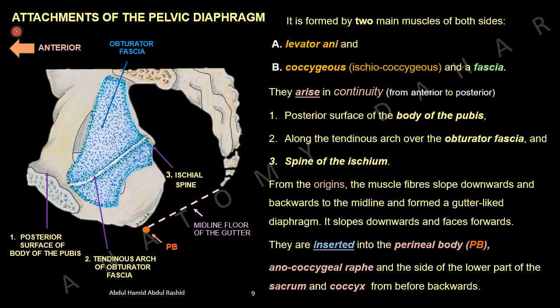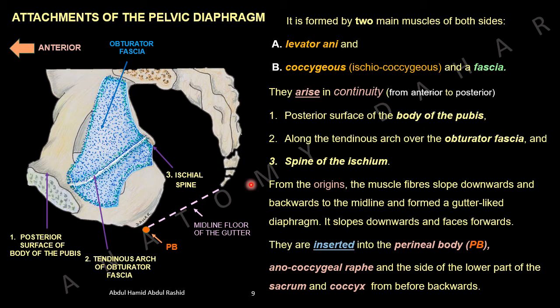The pelvic diaphragm is formed by two main muscles on both sides. They are levator ani and coccygeus muscles together with the fascia. They arise in continuity from anterior to posterior. Number one, from the posterior surface of the body of the pubic part. Number two, along the tendinous arch over the obturator fascia. And number three, the spine of the ischium.